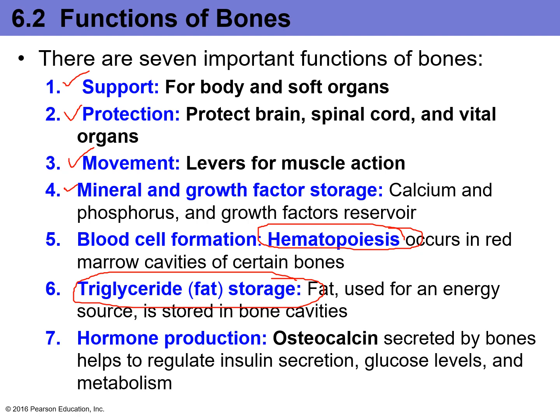And last but not least on our list, number 7, it says one of the functions of bones is hormone production, and that is due to the production of osteocalcin. And that particular hormone, which is secreted by bones, has many different functions, but its main goal is to help you regulate your metabolism and glucose levels by assisting in regulating insulin secretion.